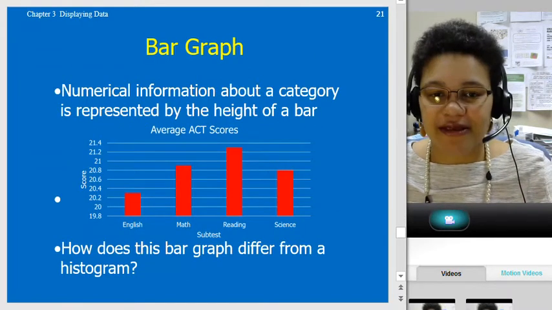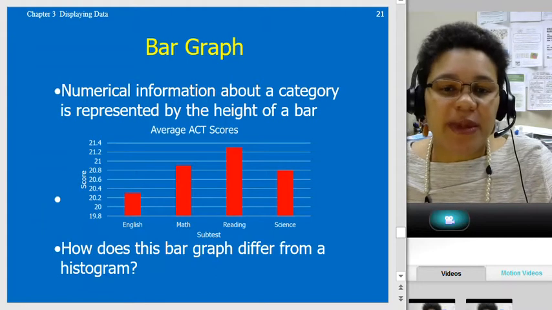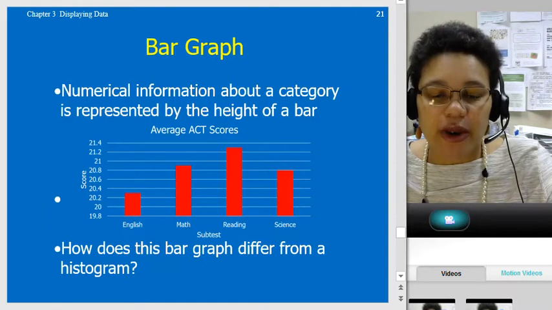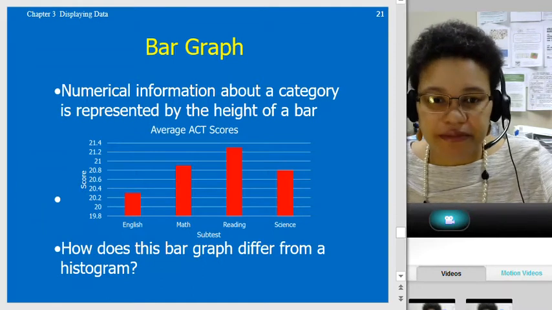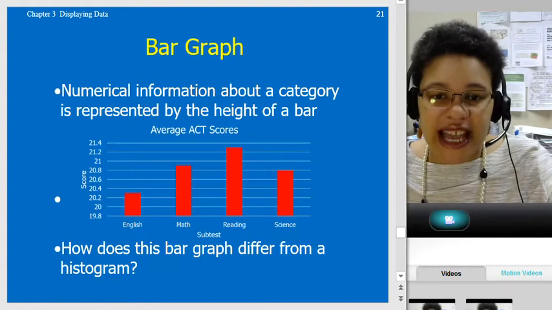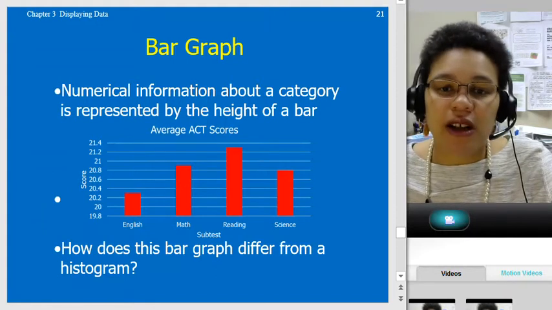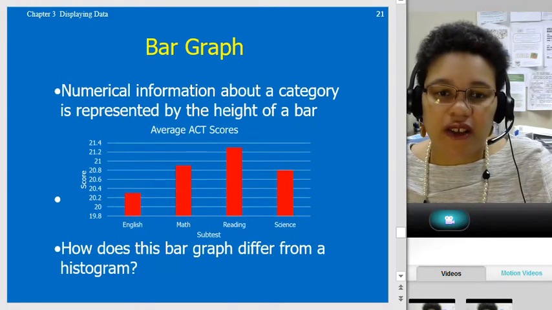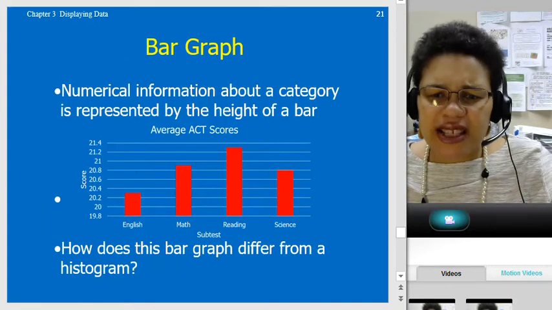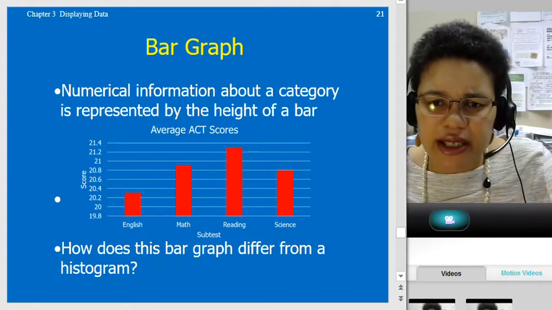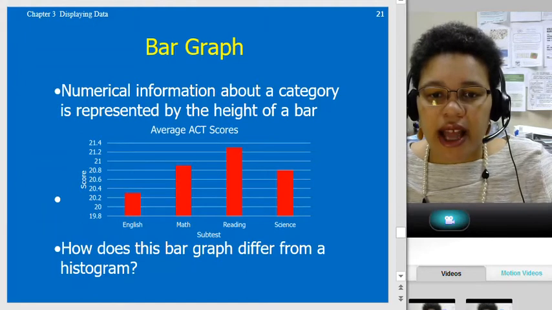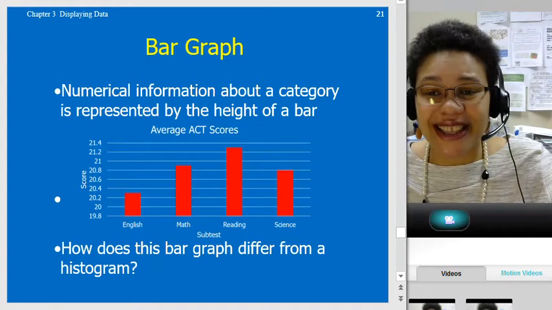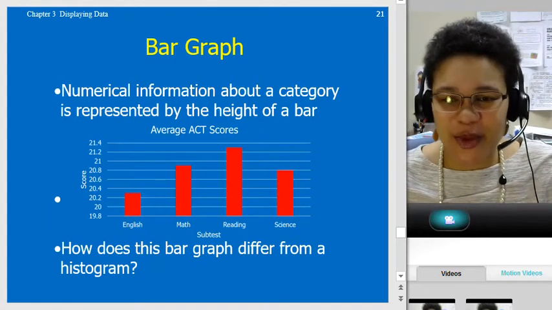Bar graph is our next one. Numerical information about a category is represented by the height of the bar, right? And each bar represents a different category. So for example, let's say we had a sample of ACT scores and we were looking at the average ACT scores in this sample. It looks like the students did best on the reading test. That has the highest bar, and they did the worst on the English test. They can read it, but maybe they don't know their grammar and syntax as well.